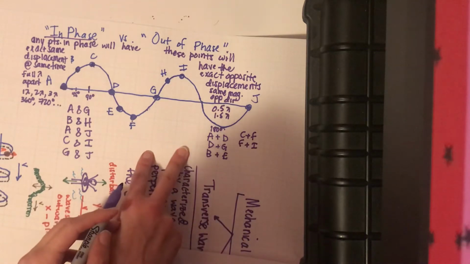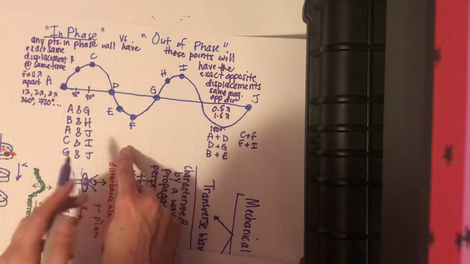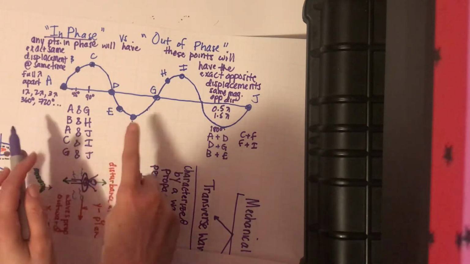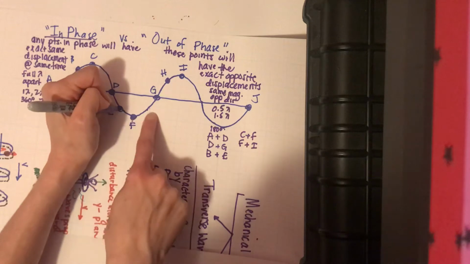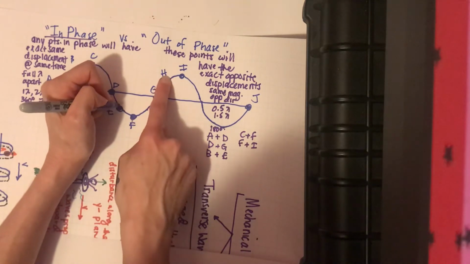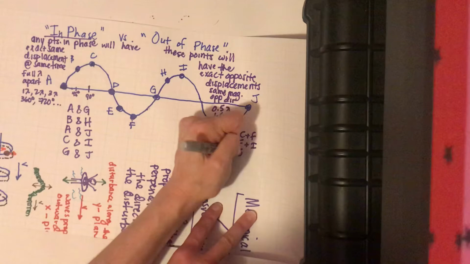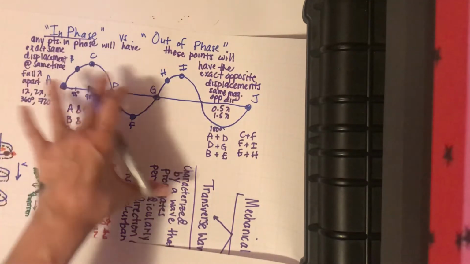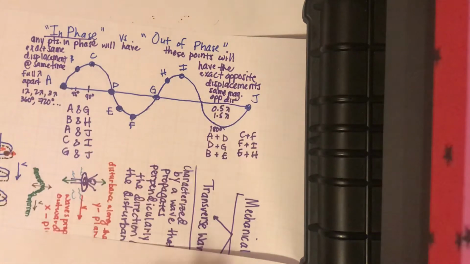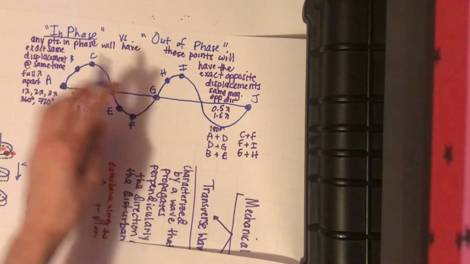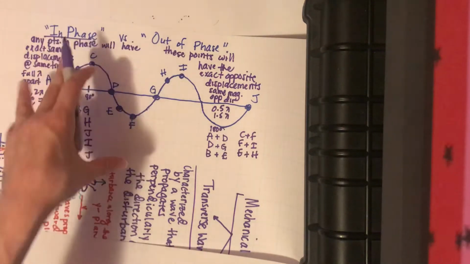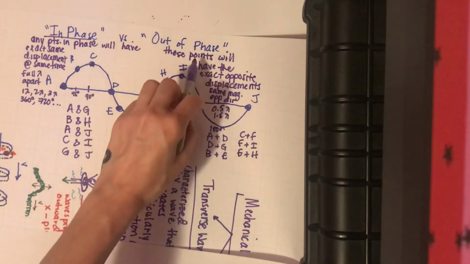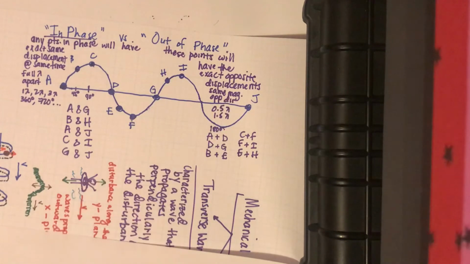Let's see what else. B and E. Let's see if we see anything with E. Okay, so we have 90, 180. So E and H are out of phase with each other. Okay, so this is the gist of how you would assess whether or not points are in phase or out of phase. If they're not exactly 1 lambda apart, they're not in phase with each other. If they're not exactly half a lambda apart, they are not out of phase with each other.